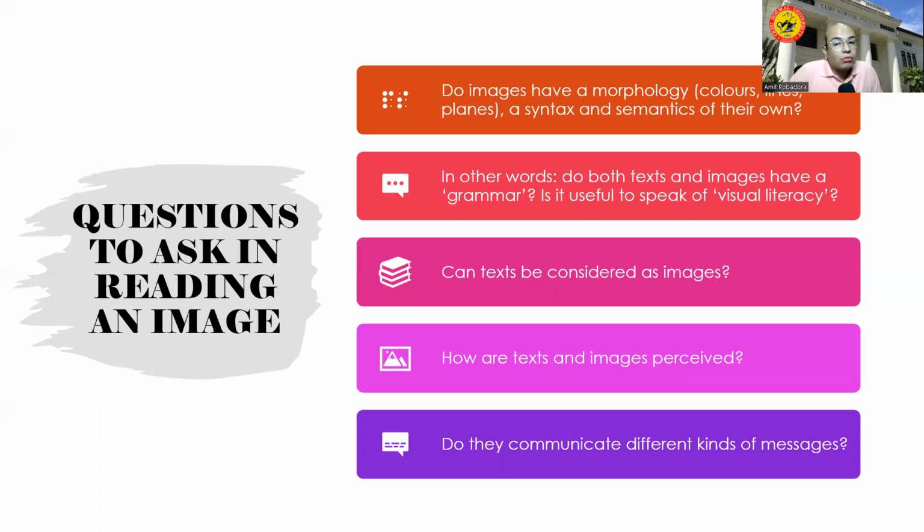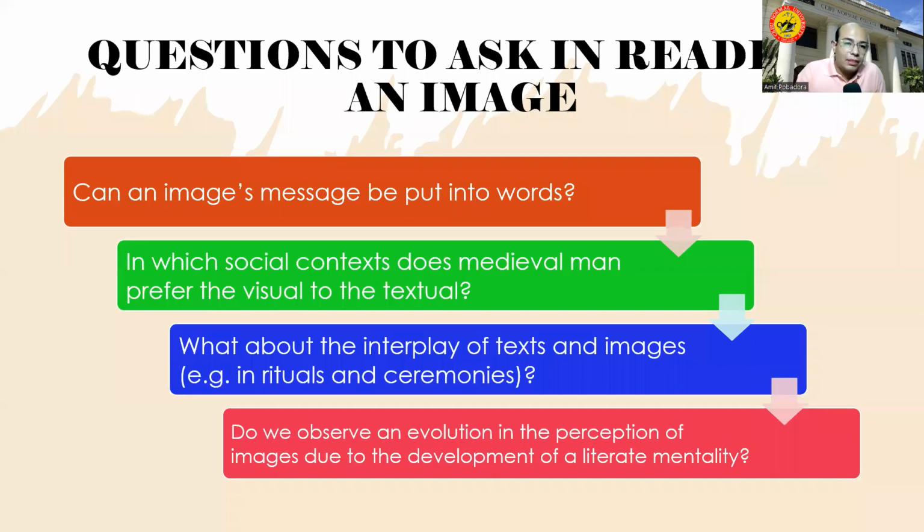Do both text and images have a grammar? Is it useful to speak of visual literacy? Can texts be considered as images, and how are text and images perceived? And do they really communicate different kinds of messages?